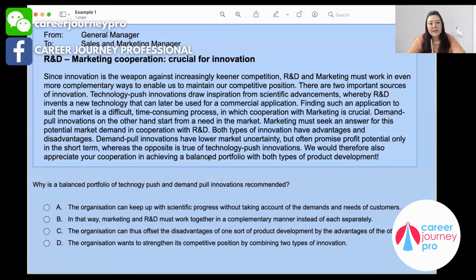I can tell you that B, C, D are all relatively chosen a lot more by people. We can basically rule out A because it's just not that relevant to the whole paragraph. You can see from the top, this is from general manager to sales and marketing manager, and it's talking about research and development division and marketing cooperation in the context of there being 2 types of innovation that a company or organization requires for product development so that they can stay competitive, which in a nutshell is what the whole paragraph is talking about.